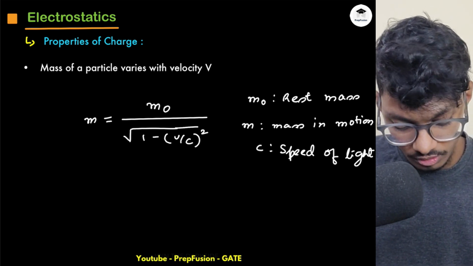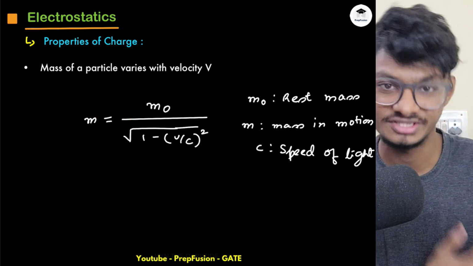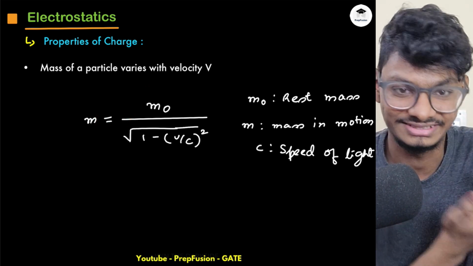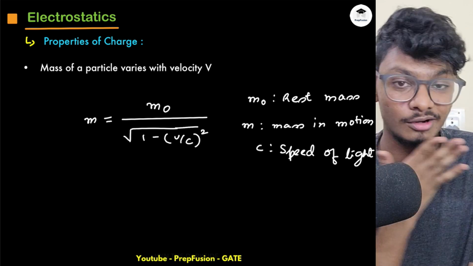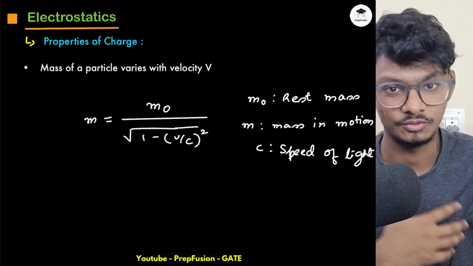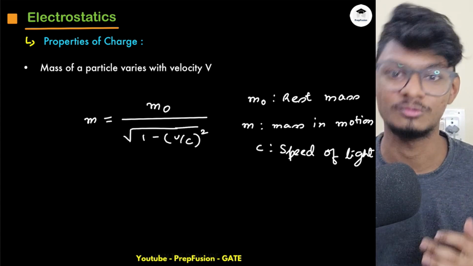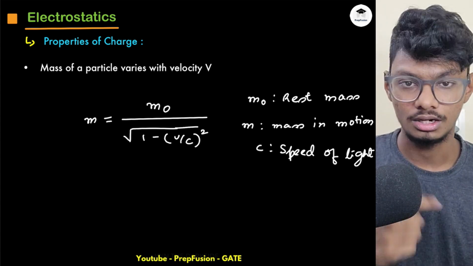So if I move at the speed of light, what will be the mass? My mass will tend to 0. That's why we can never move with the speed of light, right? That is a thing. Okay, so our mass actually reduces as I move faster and faster. So this is a very interesting thing that you should know.